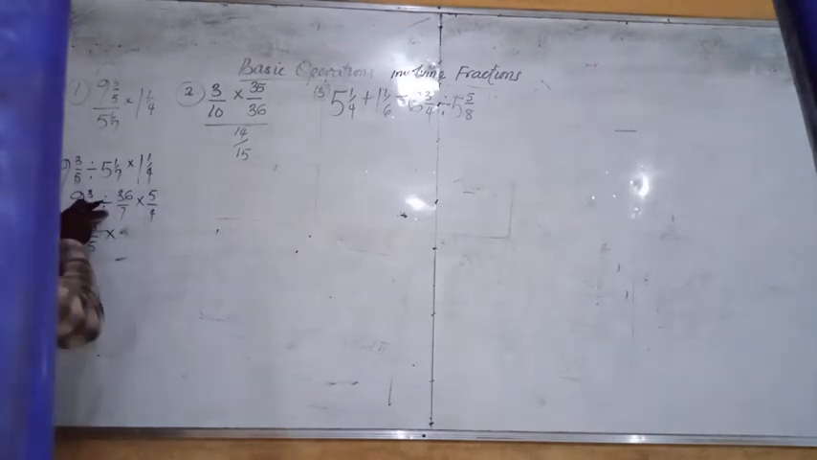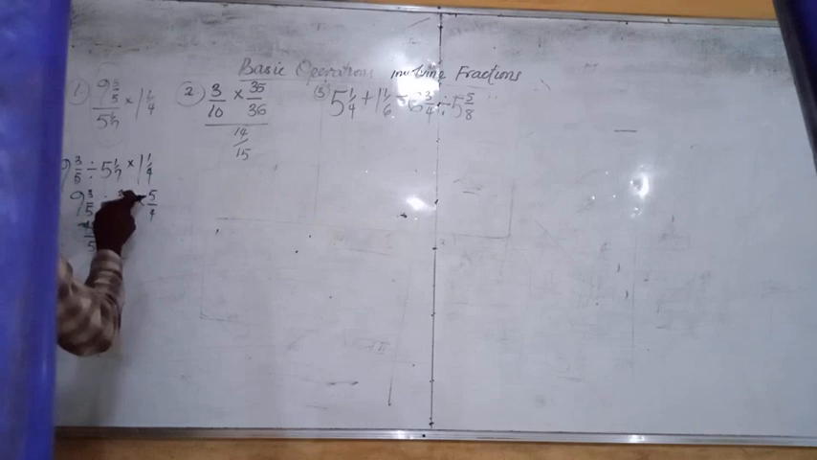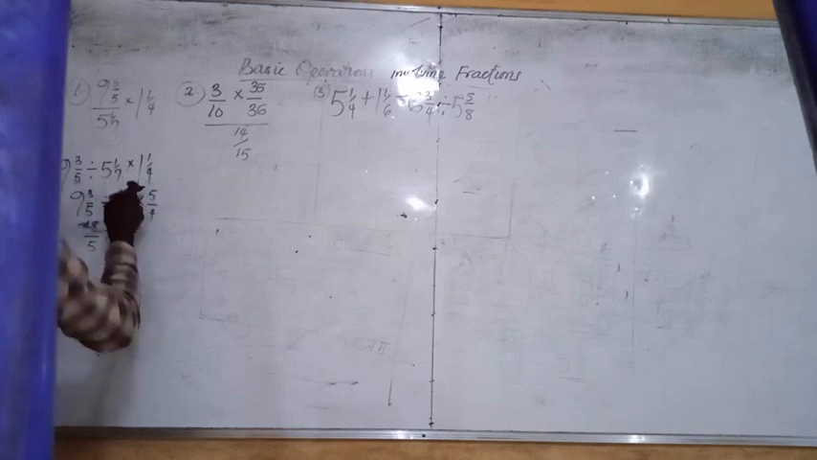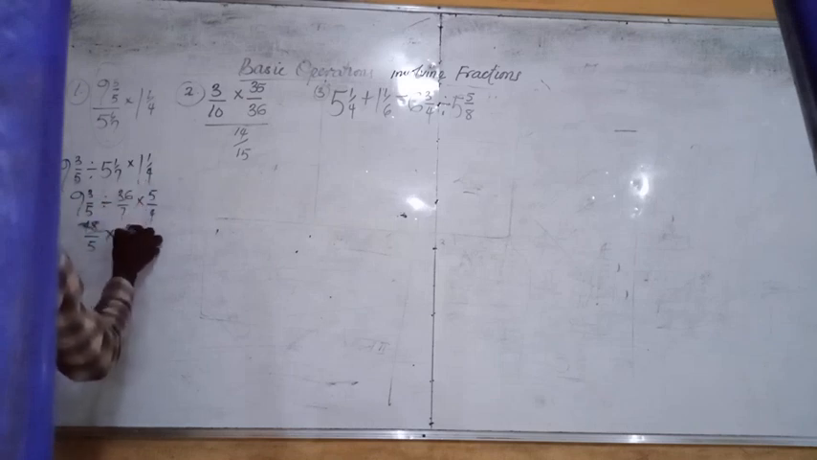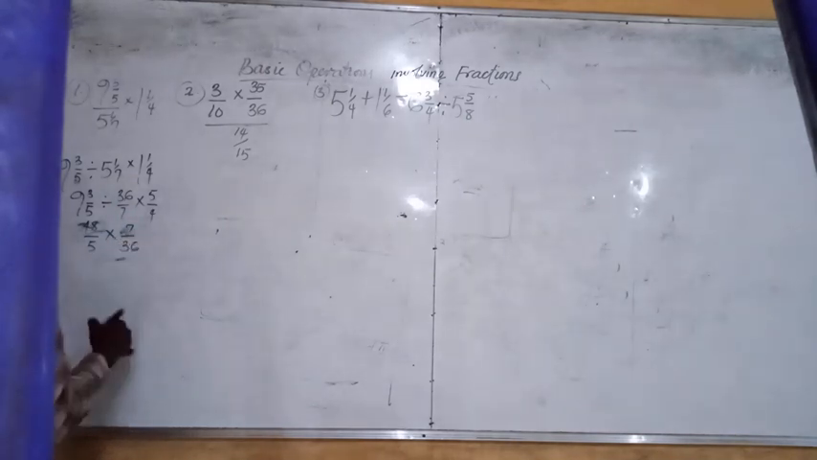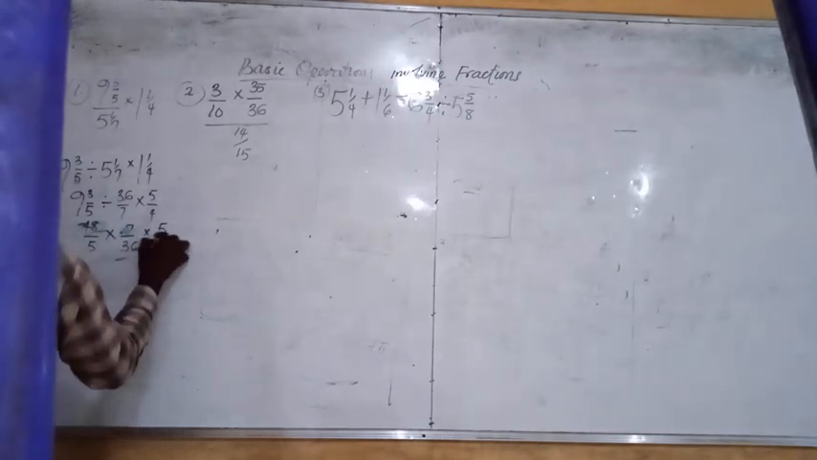Now division changes to times. So this one is going to go up and this one will come down. Denominator goes up, numerator comes down. So we have 7/36 here now, and we have times 5/4.